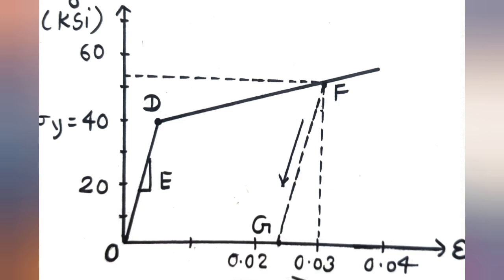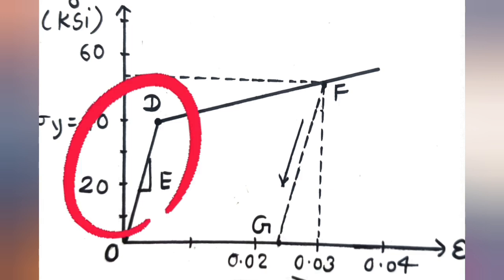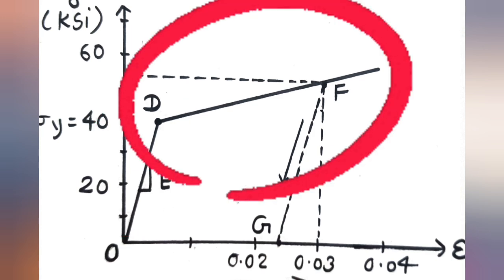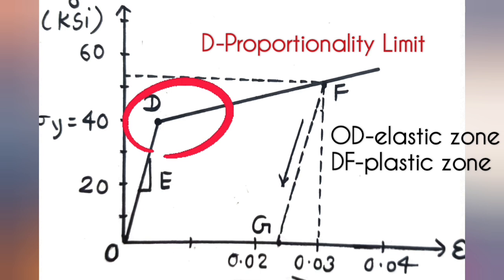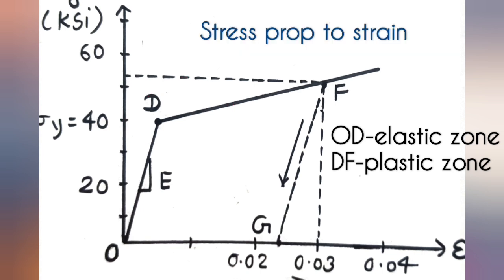As you can see, let's divide the diagram into two parts: one is OD and the second is DF. OD is called the elastic zone and D is the proportionality limit. D is the point up to which Hooke's law is valid. In other words, stress is directly proportional to strain, and the constant of proportionality is the modulus of elasticity. So the slope of the graph OD gives us the modulus of elasticity E.